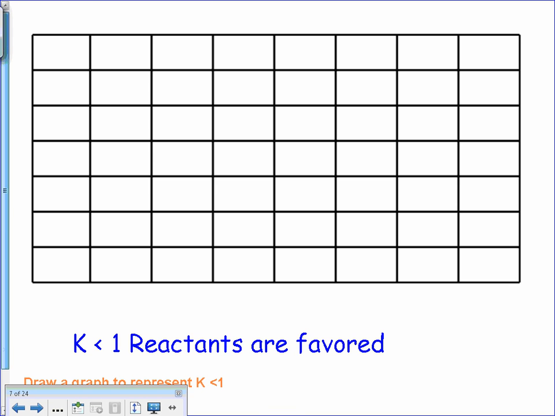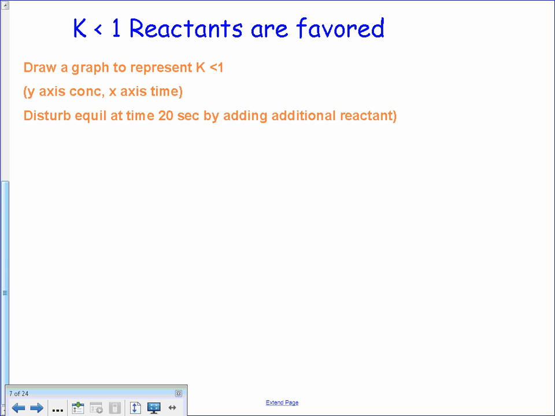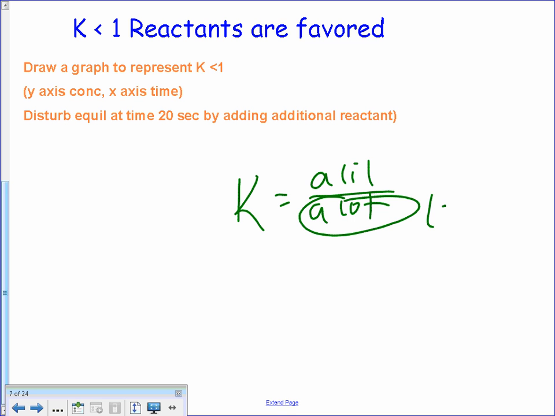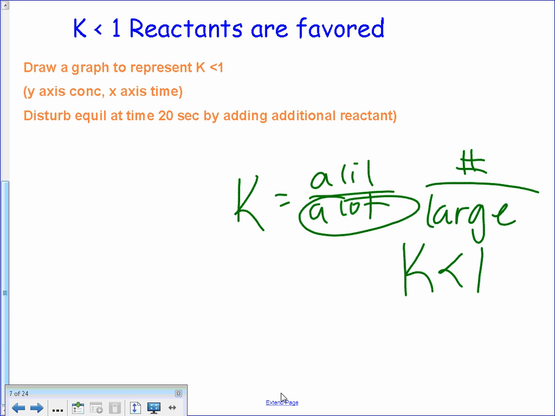need some space to write here. K less than 1 means I have a little on top and a lot on bottom. Well, who's on the bottom? The reactants. And if reactants are large, what's a small number divided by a large number? A number less than 1, right? A decimal. K is less than 1. So mathematically, it agrees with each other. It's actually pretty nice because you have quantitative and qualitative agreement.